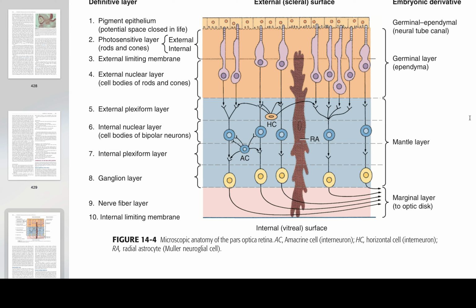Photosensitive layer. The photosensitive layer, divided into 2 segments, represents the dendritic zone and cell body of the special somatic afferent neuron, the photoreceptor cell. The external and internal segments of the layer are composed of modifications of the cell processes and the bodies of the rod and cone cells. Their nuclei are in the external nuclear layer. The external segment of the photosensitive layer represents the dendritic zones of these neurons.